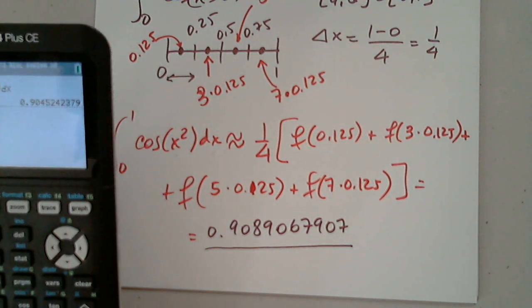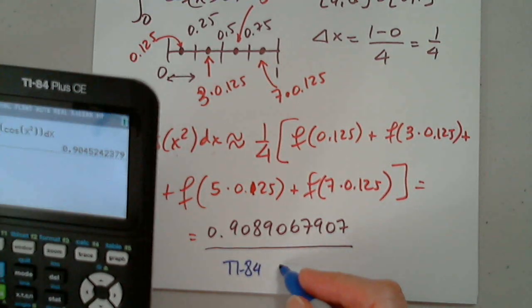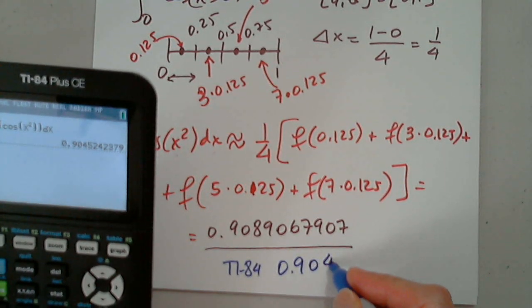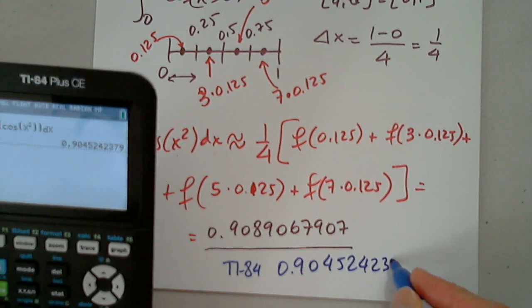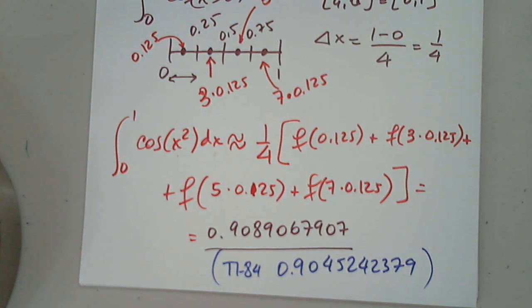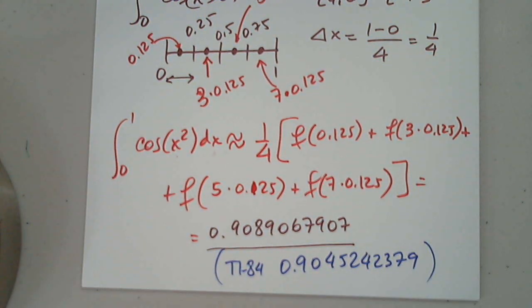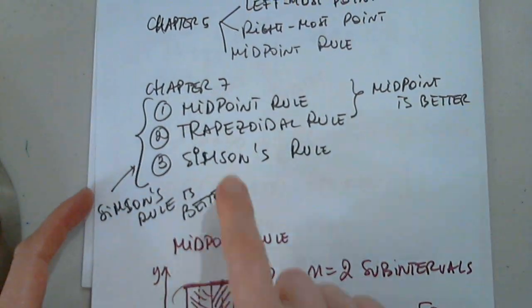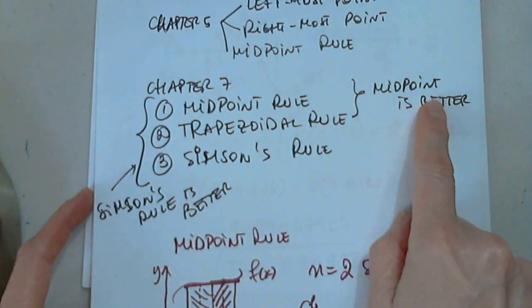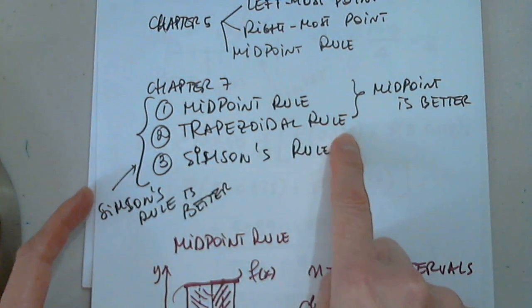So I'm going to put here in parentheses with TI 84, I got 0.9045242379. Just to show you that we're not going to do anything with it. I'm just going to show the fact that the midpoint rule is a better approximation than what we're going to obtain with the trapezoidal rule.